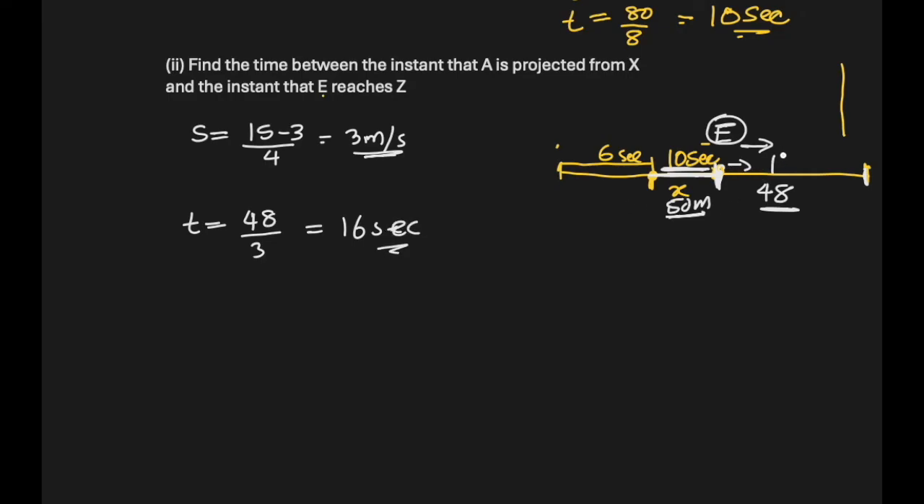So it will take 16 seconds to reach here, and we got all of them. So total time: it was 6 seconds earlier, then after 10 seconds they collided, and then 16 seconds later they reached this position, not C, Z. So it comes out to 32 seconds. Total 32 seconds was the time that elapsed.